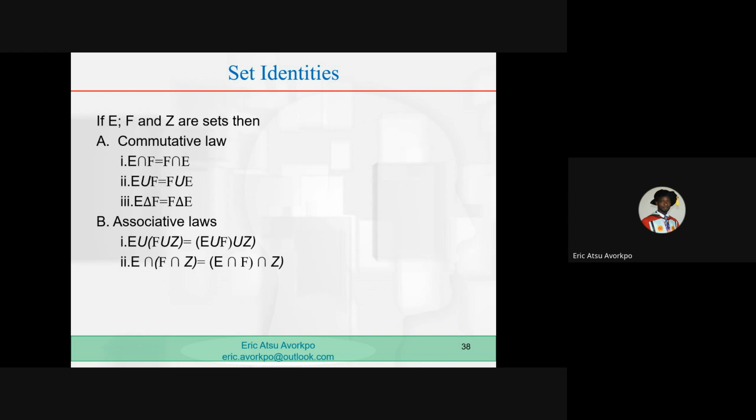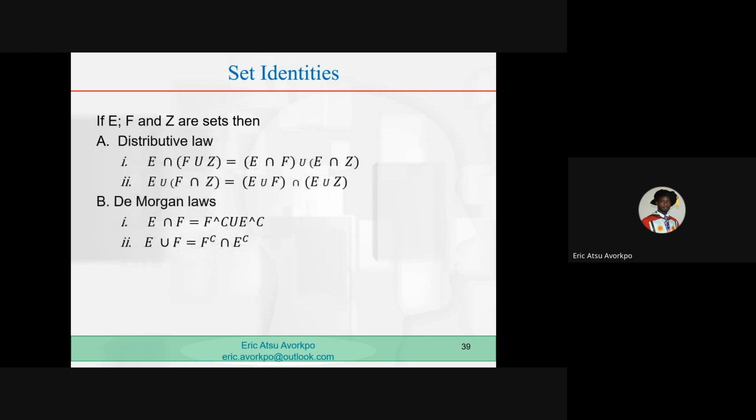These are the commutative law and the identity law of a set. But for the associative rule, if I say E union (F union Z), it is the same as (E union F) union Z. Same as when you use the intersection.